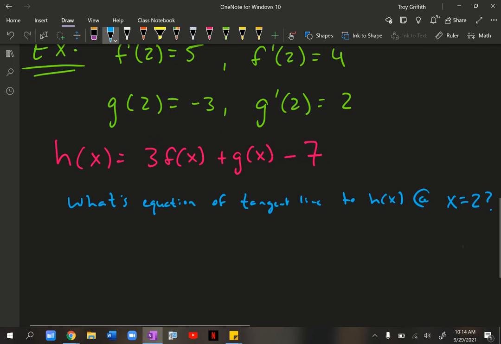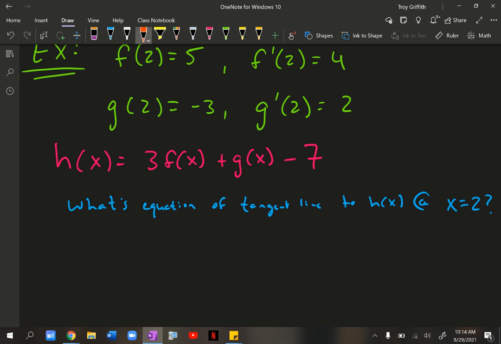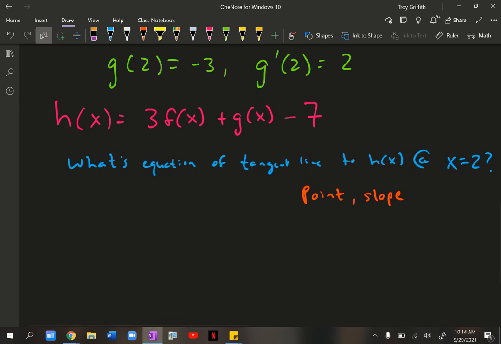All right, we talked about this the other day. In order to find the equation of a tangent line, we need two things. We need a point and we need a slope. So let's begin this problem by finding the point. Here's what I would do. If I want to find the point, well, let's plug in 2.